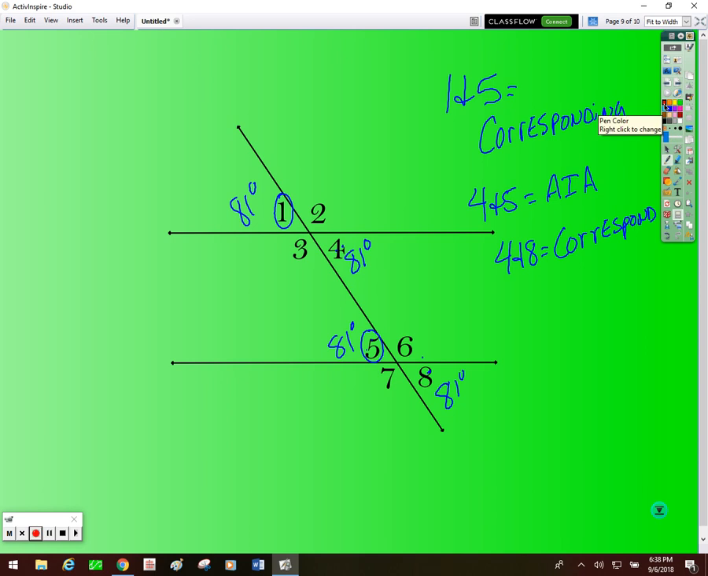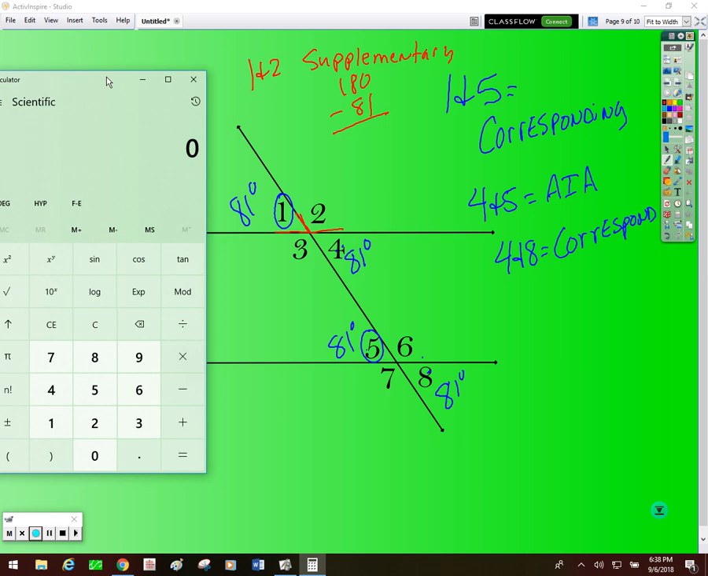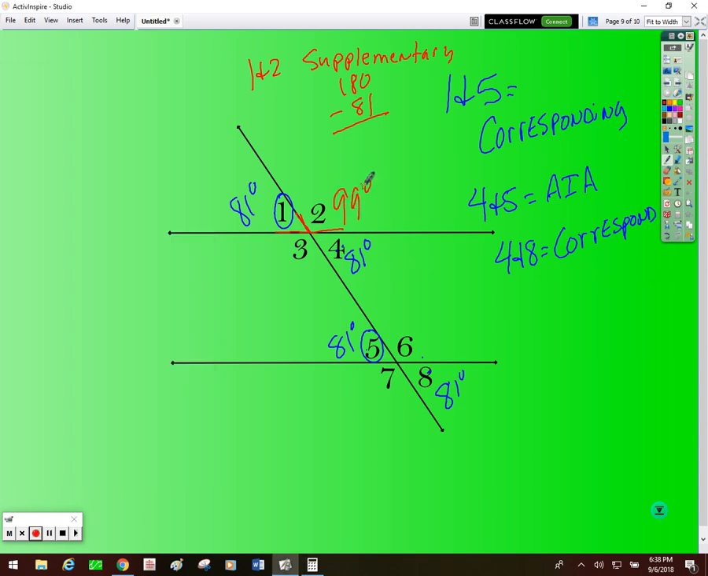So now let's find the rest of the measurements. Well, I know 1 and 2. One is acute, one is obtuse. So I know 1 and 2 are supplementary, which means they have to equal 180 degrees, right? Well, I know this one is 81 degrees. And again, I'm going to be lazy. I'm going to use my technology. Okay, if this angle is 180 degrees, and I know that's 81, then this angle is 99 degrees. So 81 and 99 is 180 degrees.